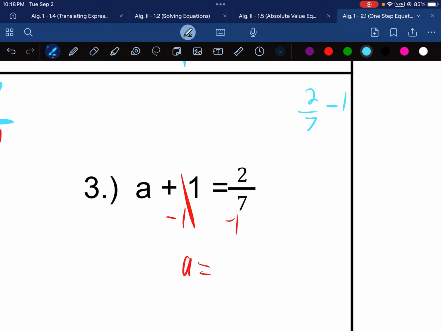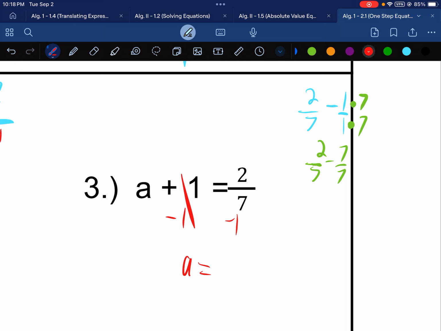So if I do 2/7 minus 1, which was secretly over 1, I need common denominators again. My common denominator will be 7. This one's already there. The other one is not. So I multiply by 7 on the top and bottom, and I get 2/7 minus 7/7.